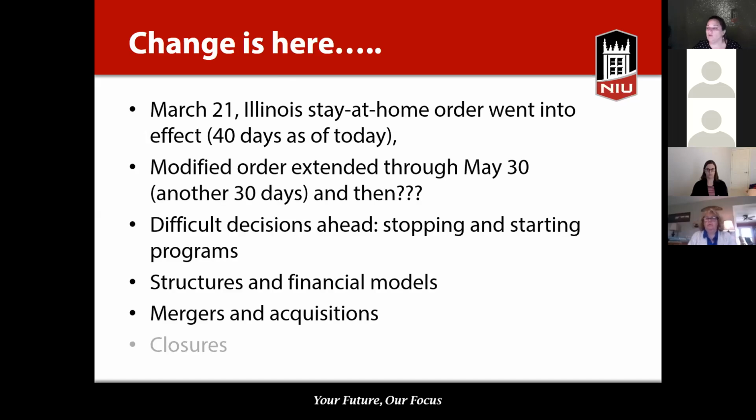So it's already here, right? I mean, we're at day 40. We have a modified order extended through May 30th, and then, you know, we don't know. That'll be 70 days that we will have been in shelter in place. There are definitely difficult decisions ahead, looking at stopping and starting programs, thinking about your structures and financial models, possibly looking at mergers and acquisitions or closures.